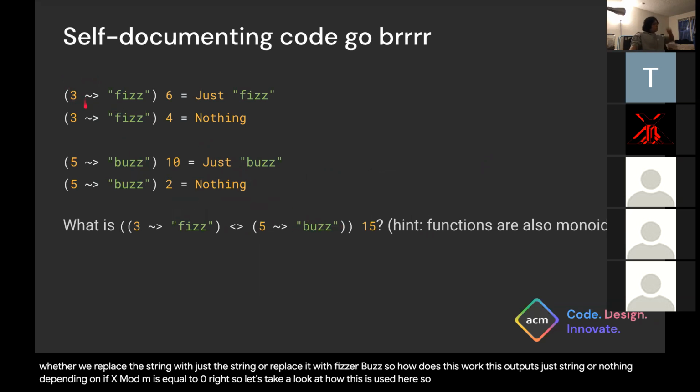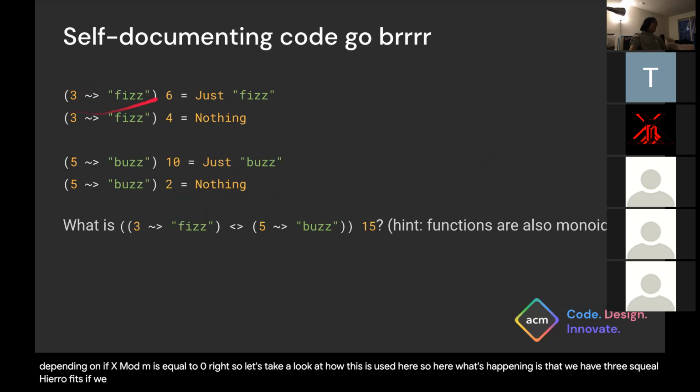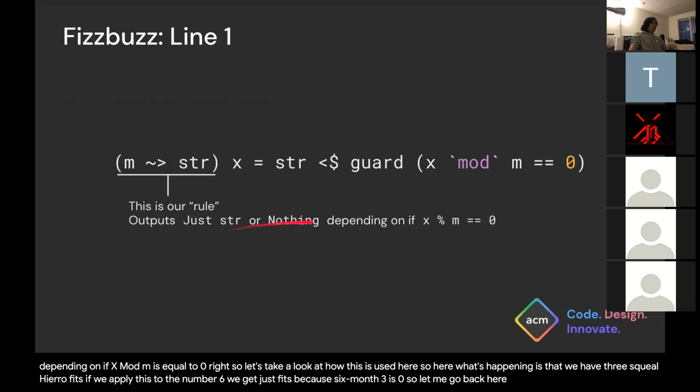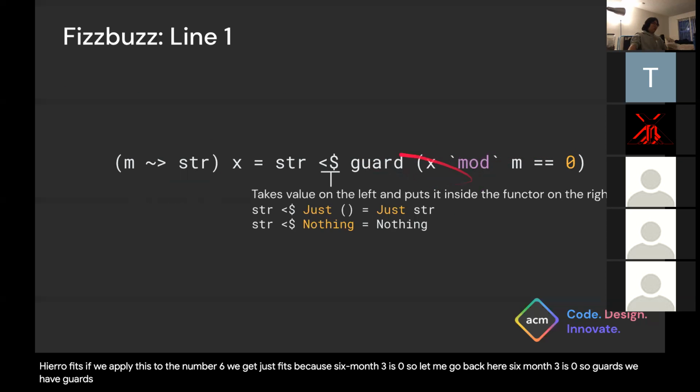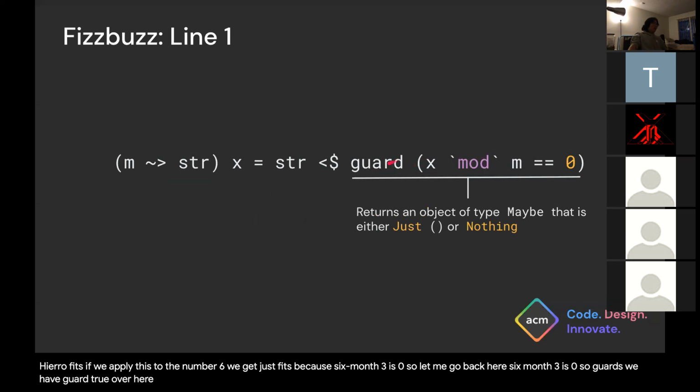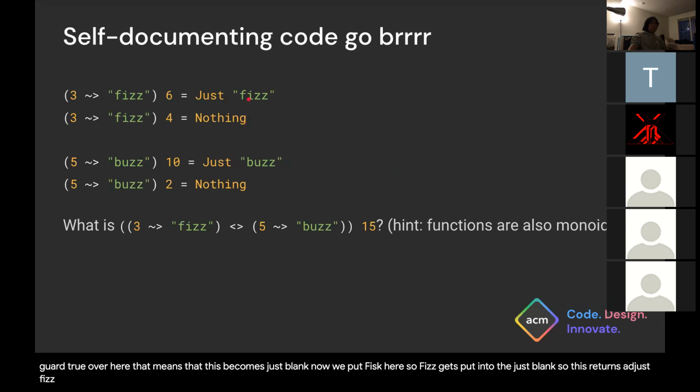Here what's happening is that we have 3 squiggly arrow fizz. If we apply this to the number 6, we get just fizz because 6 mod 3 is 0. So let me go back here. 6 mod 3 is 0. So we have guard true over here. That means that this becomes a just blank. Now we put fizz here. So fizz gets put into the just blank. So this returns a just fizz.